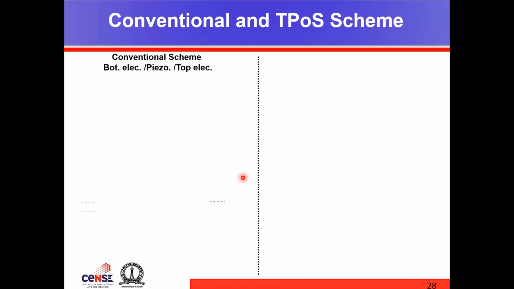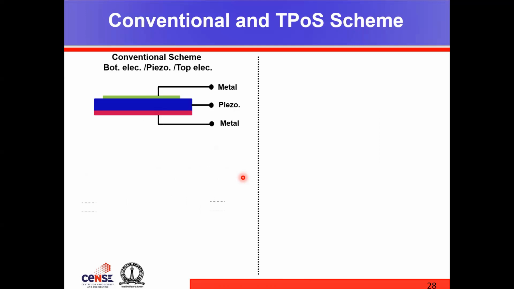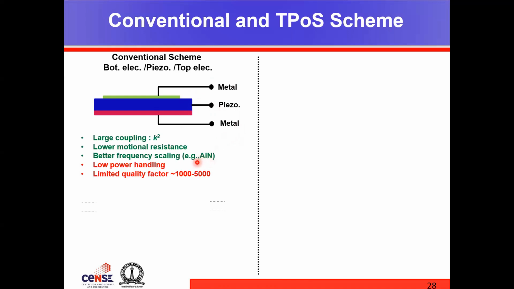In this particular slide, I'll go through the two schemes that are generally used in resonators. In a conventional piezoelectric MEMS resonator, a piezo material is stacked between the top and the bottom electrodes. Such a configuration has the following merits: higher coupling and lower motional resistance. If you have just aluminum nitride between two metals, then because aluminum nitride has higher acoustic velocity, like we mentioned earlier, it can be scaled to the gigahertz range without much of a problem.